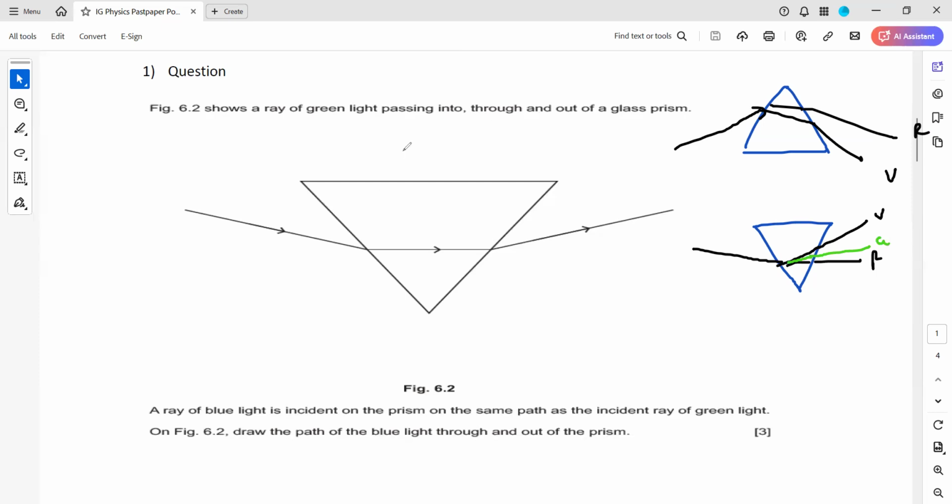They are asking for the path of blue. So we have violet, indigo, blue, green, yellow, orange, and red. Green light is given. What will the blue one be? The blue will bend more than green. So to show the path of blue, we should show more bending, a greater bending, a greater change in the speed. That is what we are supposed to do.